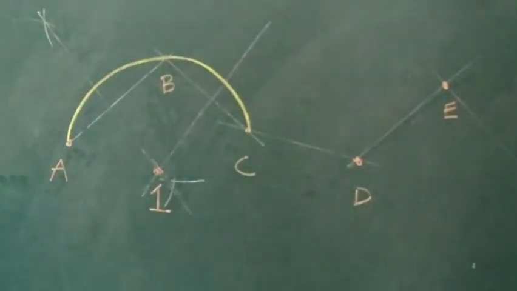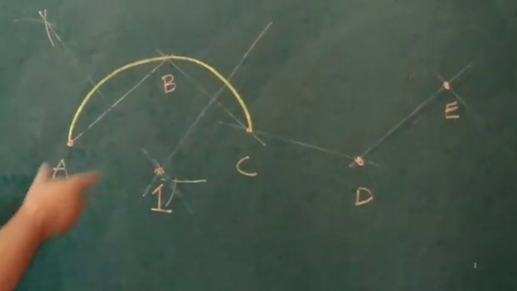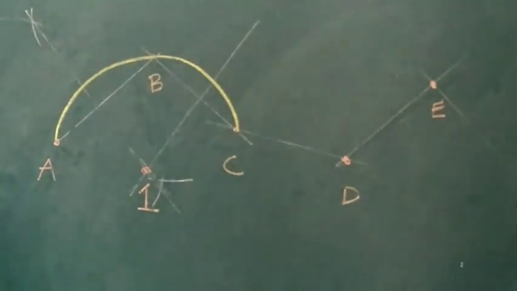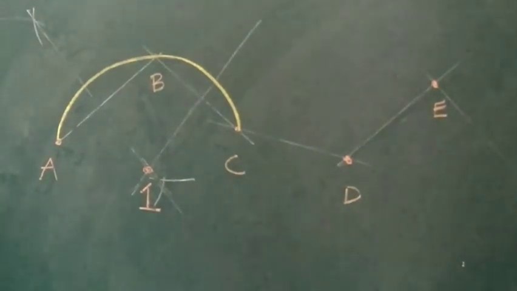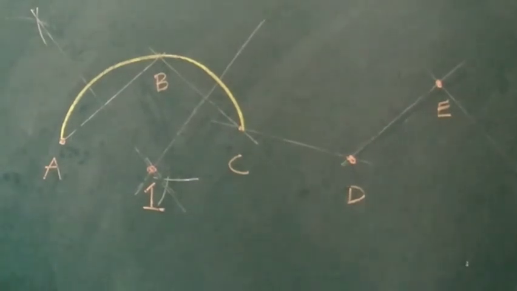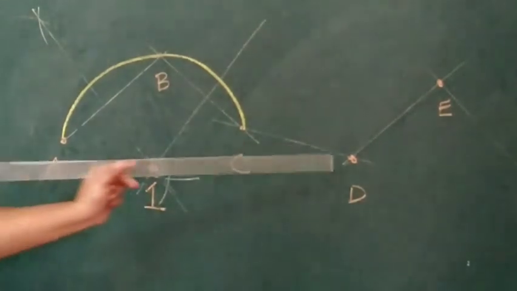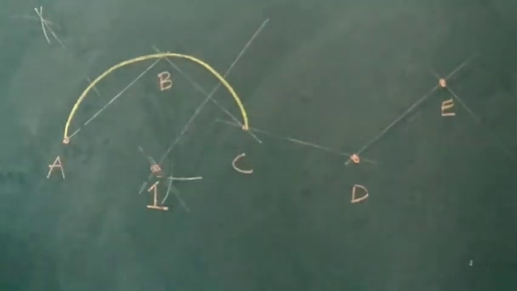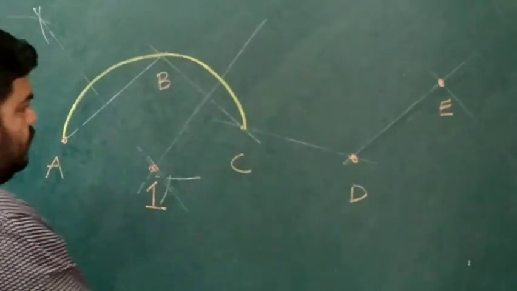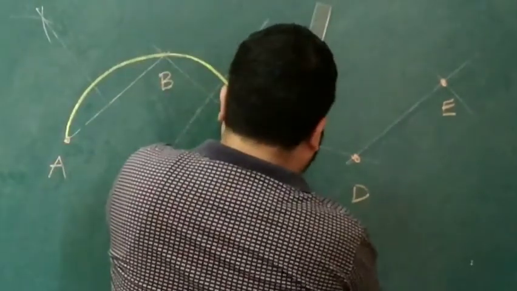This is valid for the first two lines AB and BC, or other way around, first 3 points. From next point onwards, the method will change a bit. Let us see how. For next point also, for line CD, we will need to have a perpendicular bisector. So we first draw a perpendicular bisector.